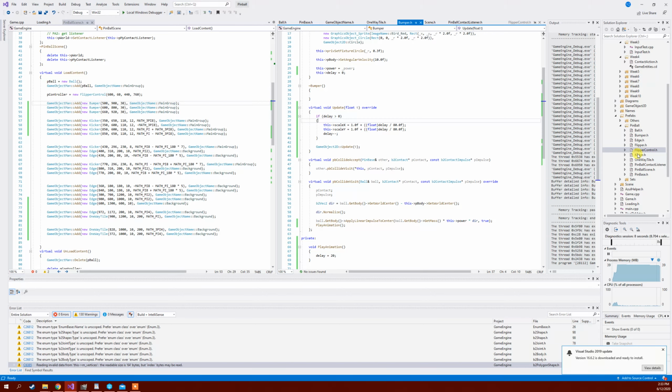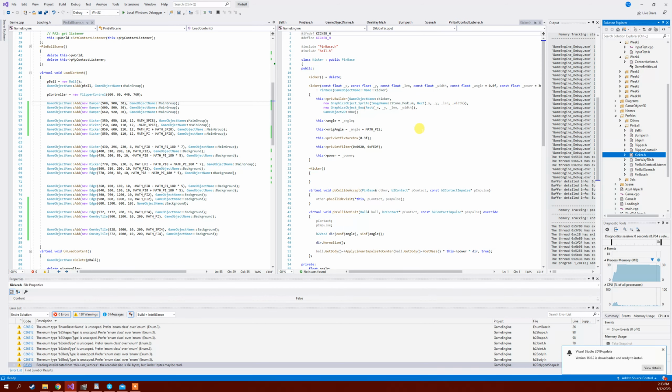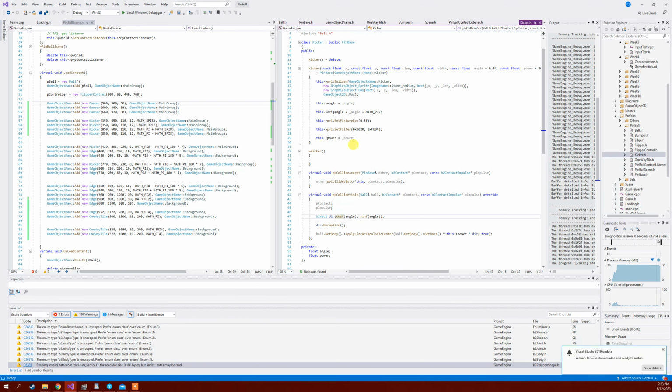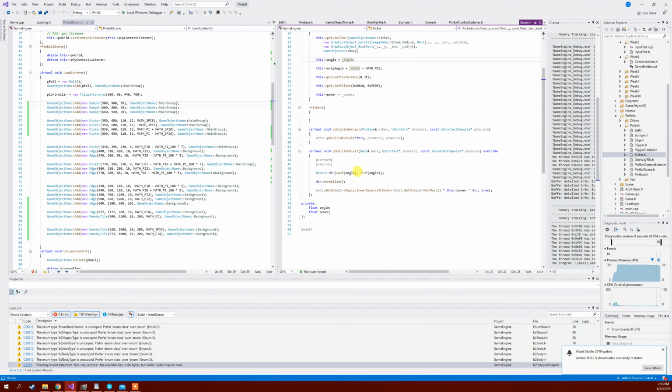And the kicker is set with an angle, and also a size. Whenever you touch the ball, it's just going to tell it, this is the angle I'm pointing at, and I'm just going to apply a strong force towards the ball, in that direction.